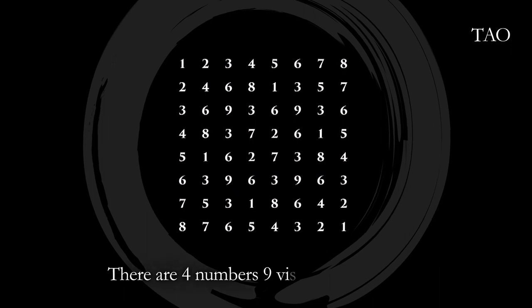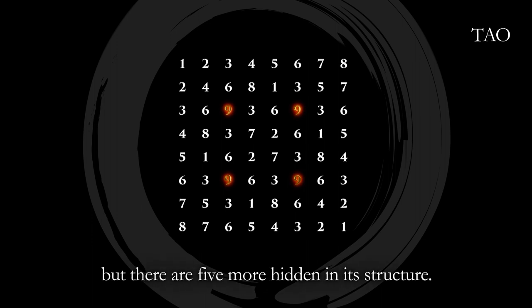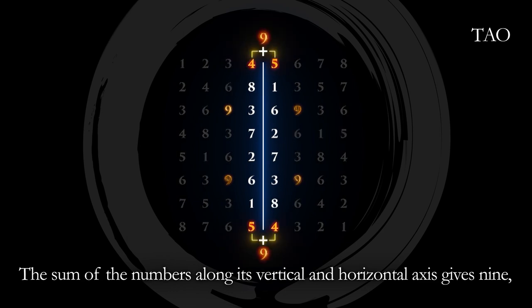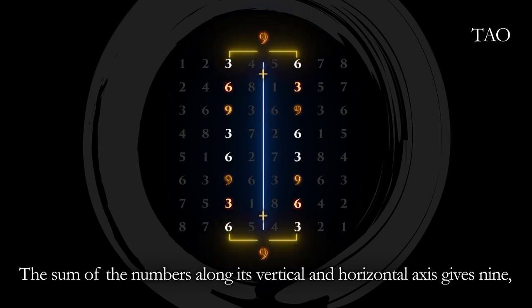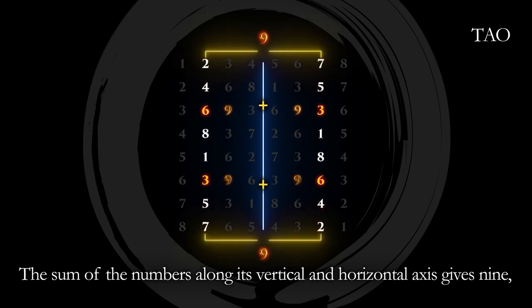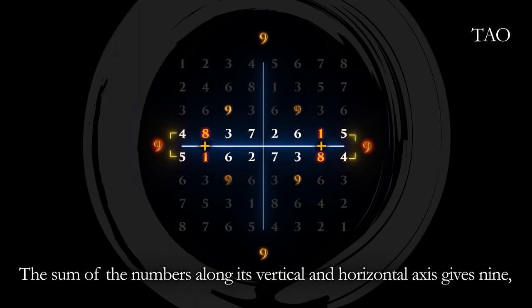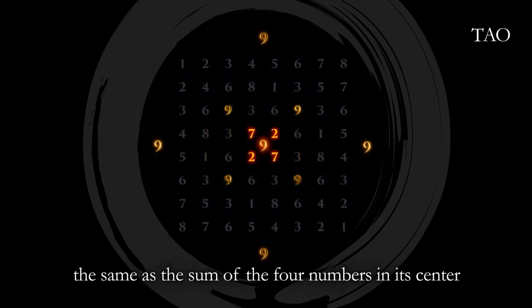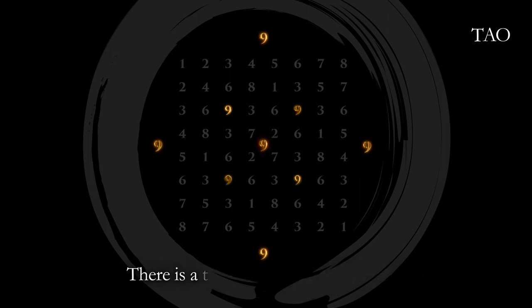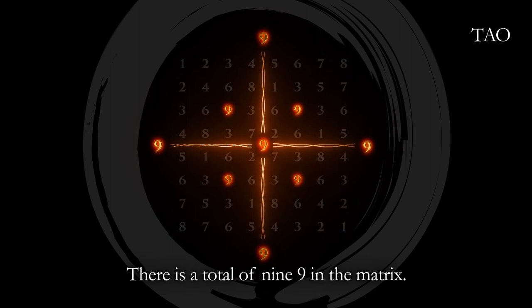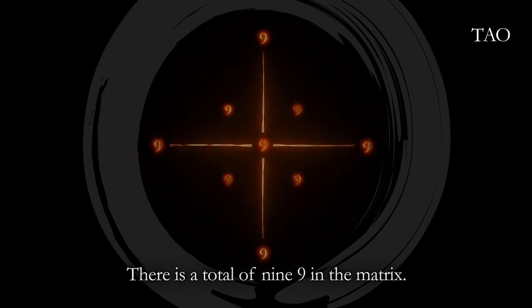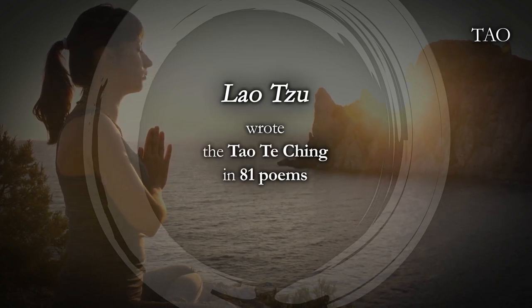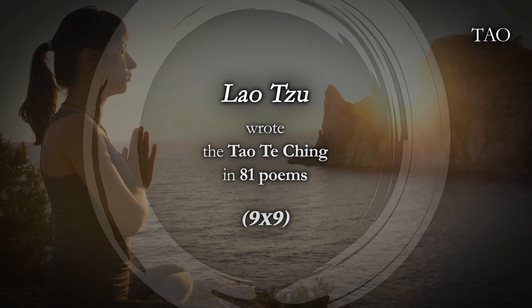There are four numbers 9 visible in this matrix. But there are 5 more hidden in its structure. The sum of the numbers along its vertical and horizontal axis gives 9, the same as the sum of the 4 numbers in its center. There is a total of 9 nines in the matrix. Lao Tzu wrote the Tao Te Ching in 81 poems, 9 times 9. Coincidence?